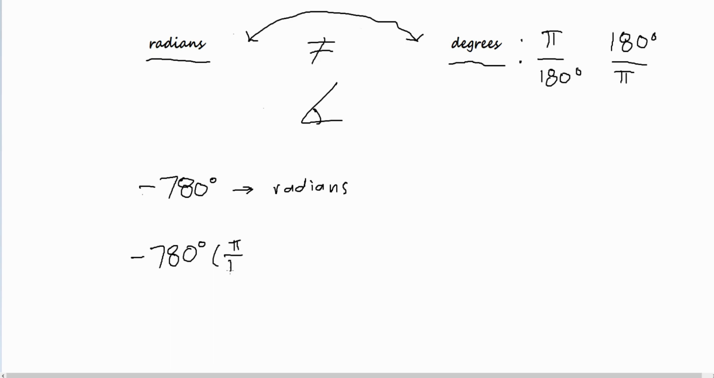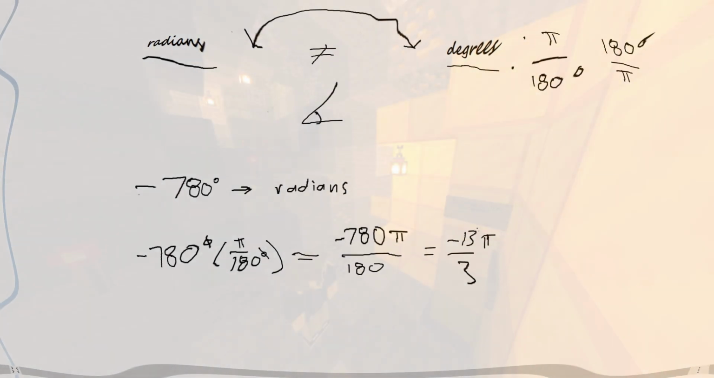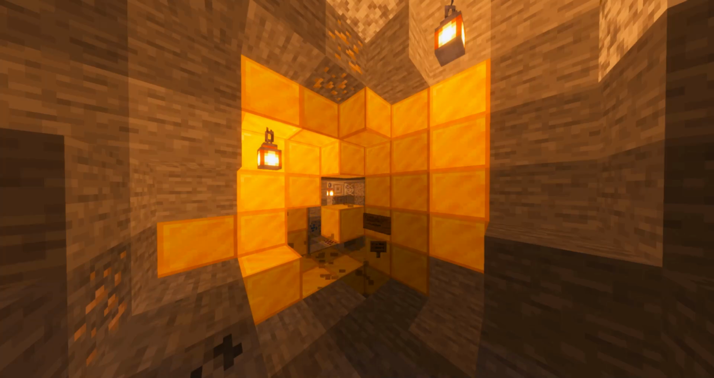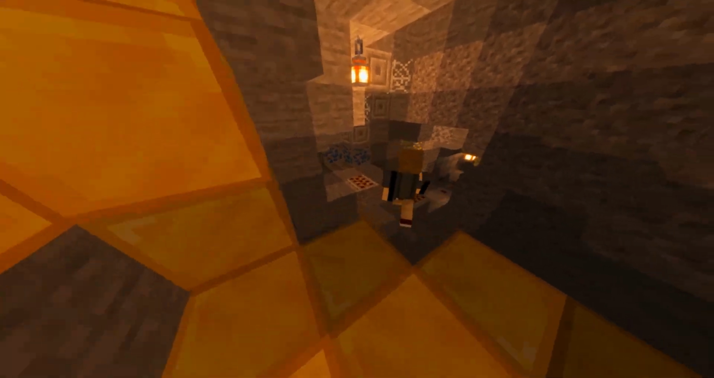So we do negative 780 degrees times pi over 180 degrees. By doing this, we will divide the degree units by each other, leaving only radians, which is what we are searching for. Now, doing this will give you negative 780 pi over 180, which when simplified equals negative 13 pi over 3. So negative 780 degrees equals negative 13 pi over 3. This must be the correct answer then. Sweet, now I can pass through.